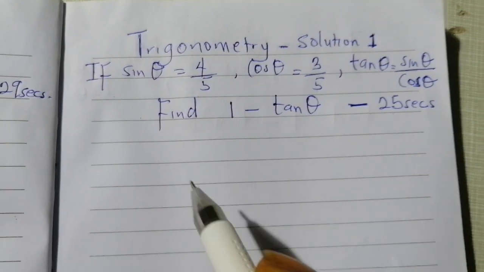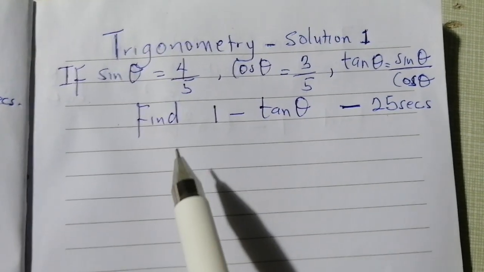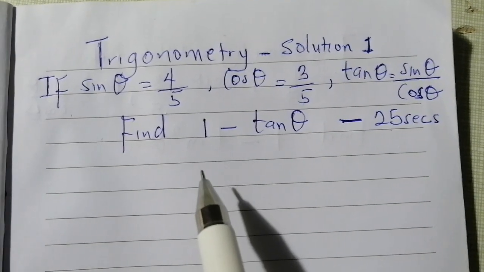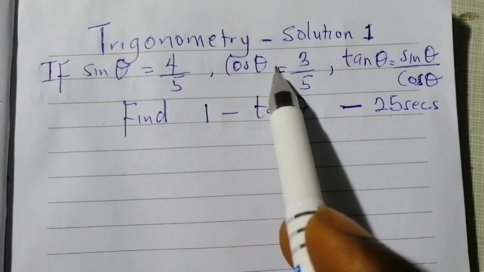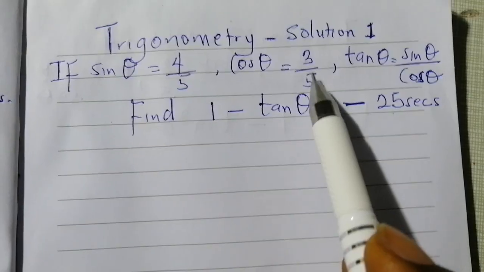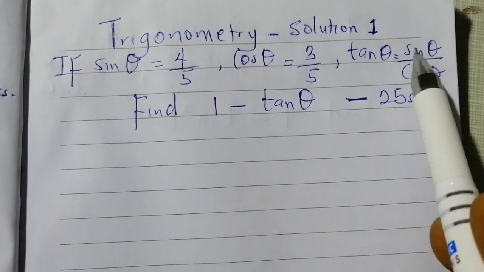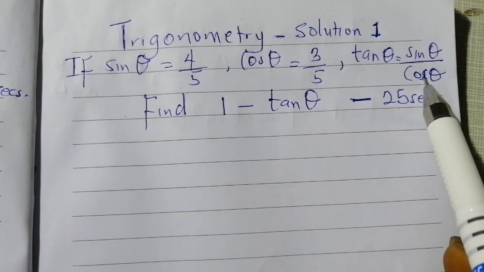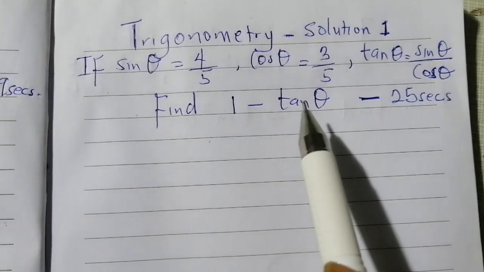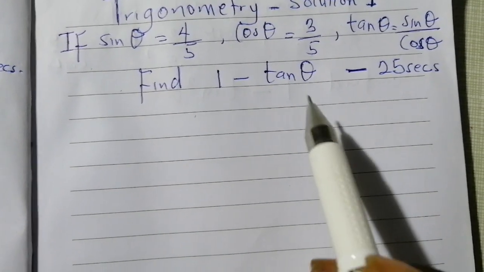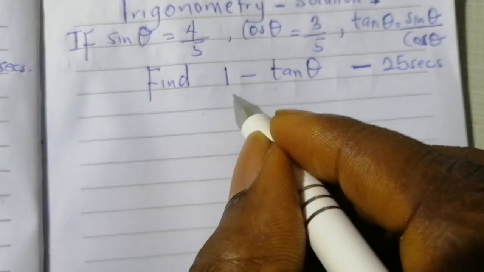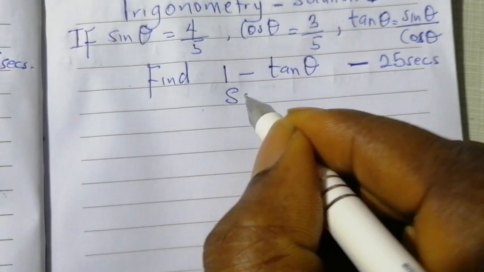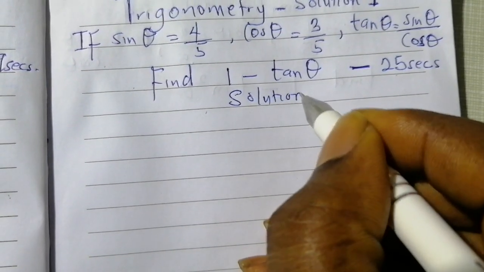So if we have sine theta equals 4 over 5 and cos theta equals 3 over 5, then tan theta equals sine theta over cos theta. Find 1 minus tan theta. So from here, we have the solution.